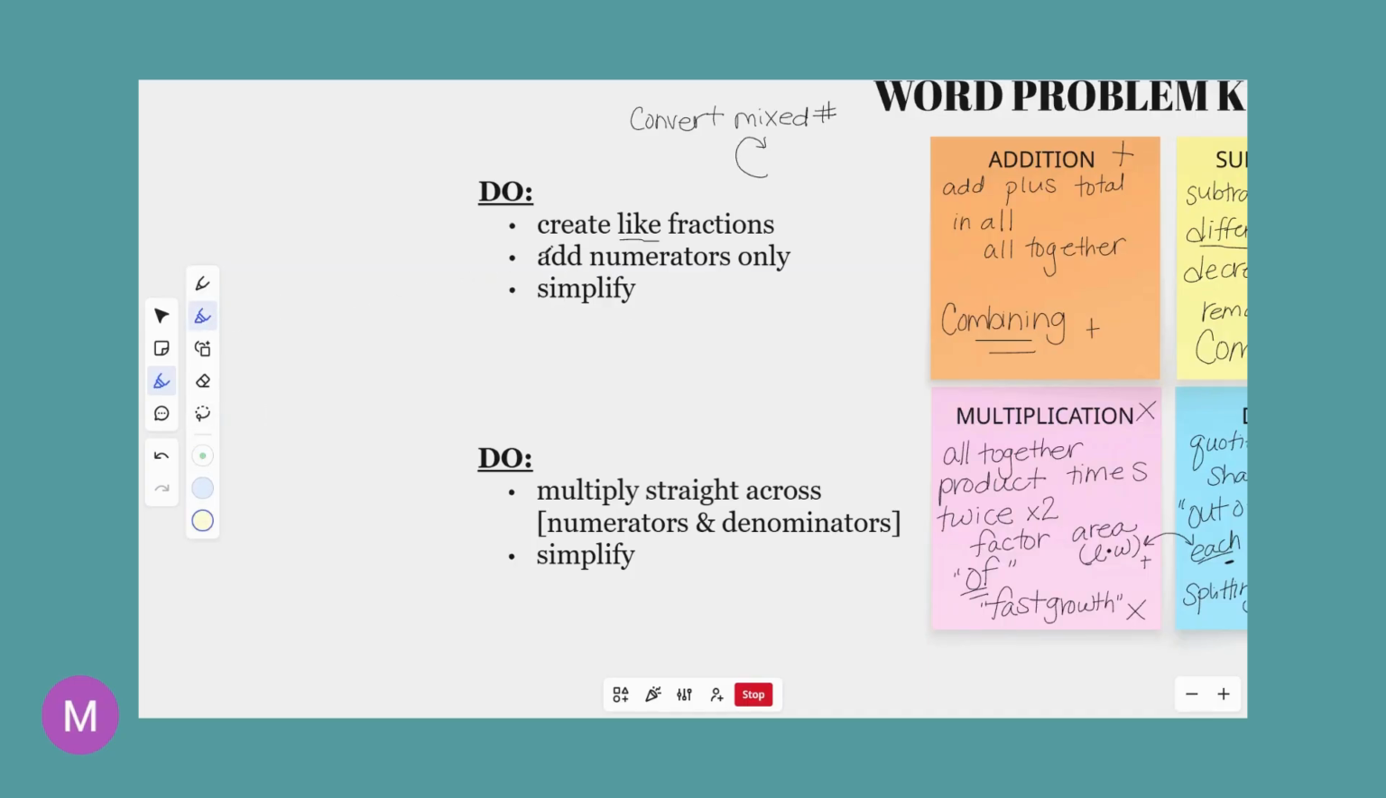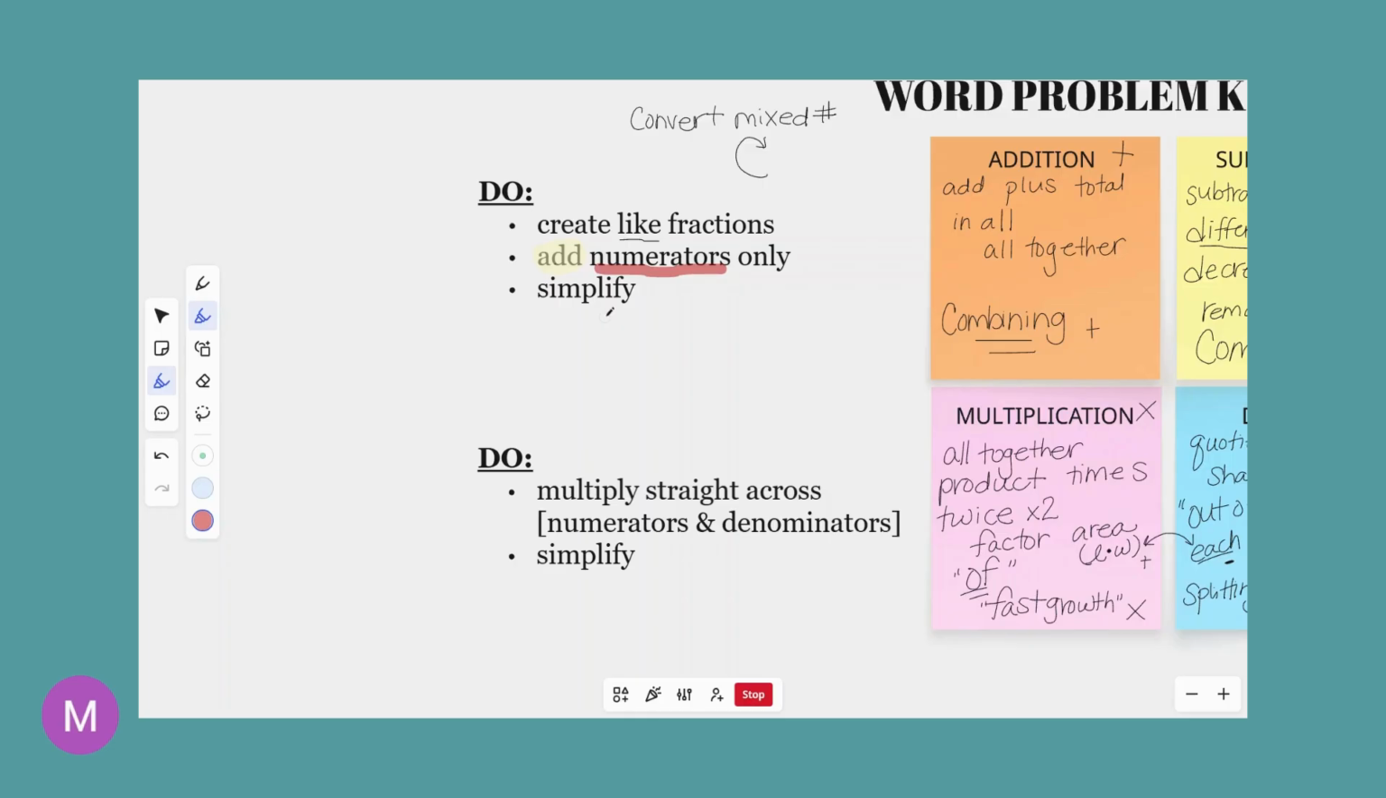You're going to add just the numerators, though. That is a big key. You are not able to add the denominators, or you will not want to, because that means you're cutting your pieces into smaller pieces. Add the numerators only, and then with every step, you're going to simplify.